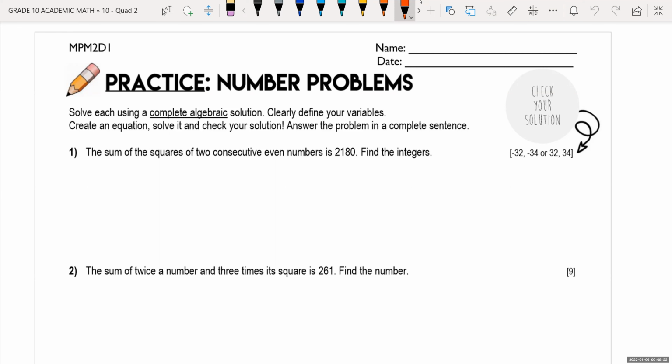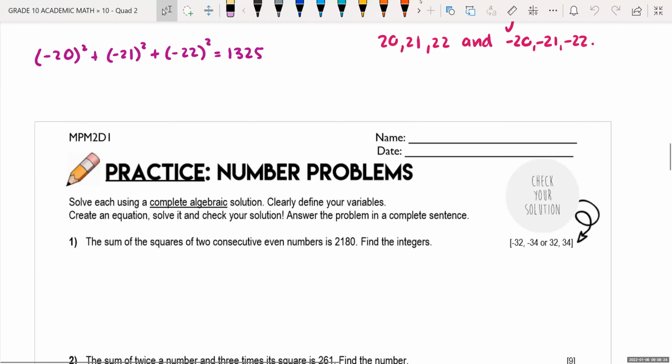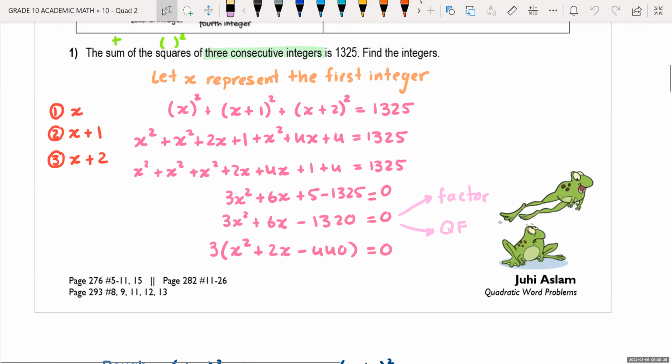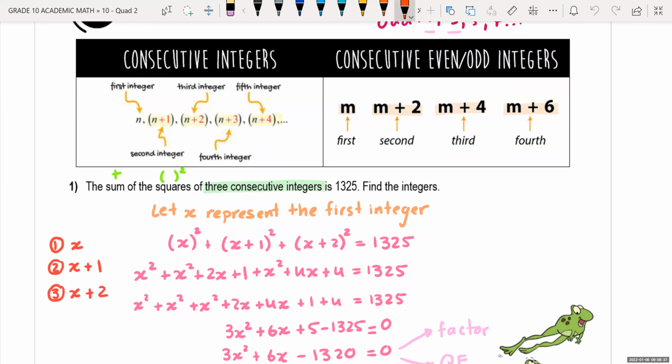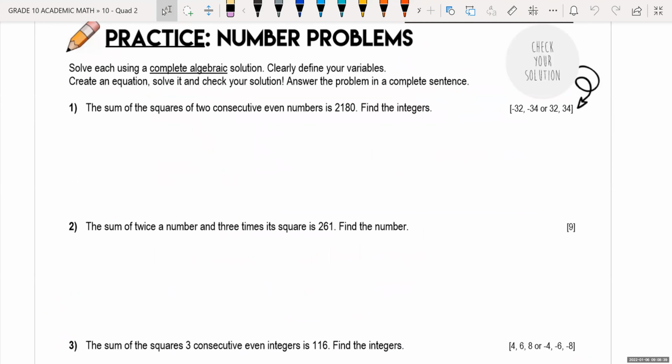We also learned last class, if I just scroll up really quickly, that even integers means that you're going to let the first one equal a letter like M or X or something. Then the one after that will be M plus 2, then M plus 4, then M plus 6. So keeping that in mind, we're going to go back to our question, and I'm going to basically say the first number is going to be X, and then the second number is going to be X plus 2.